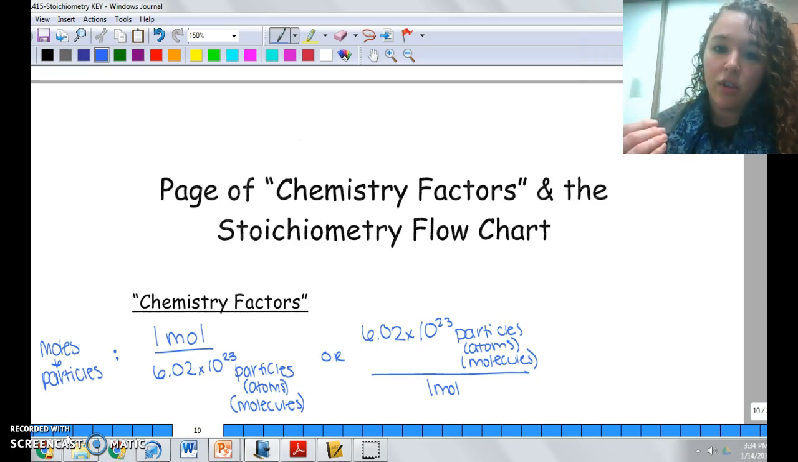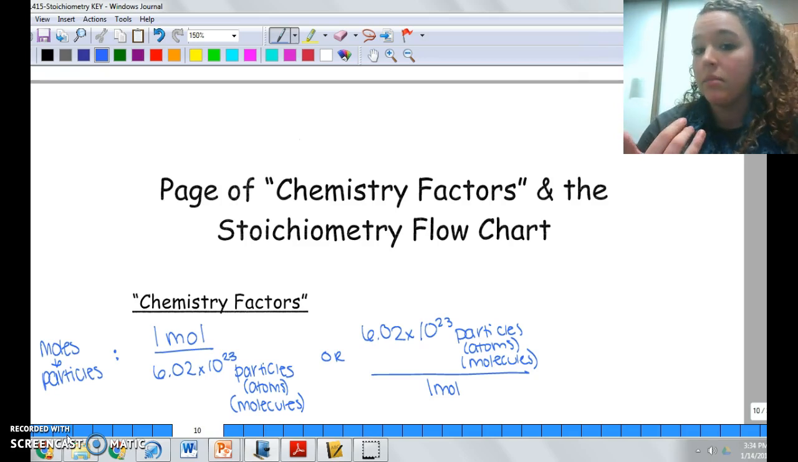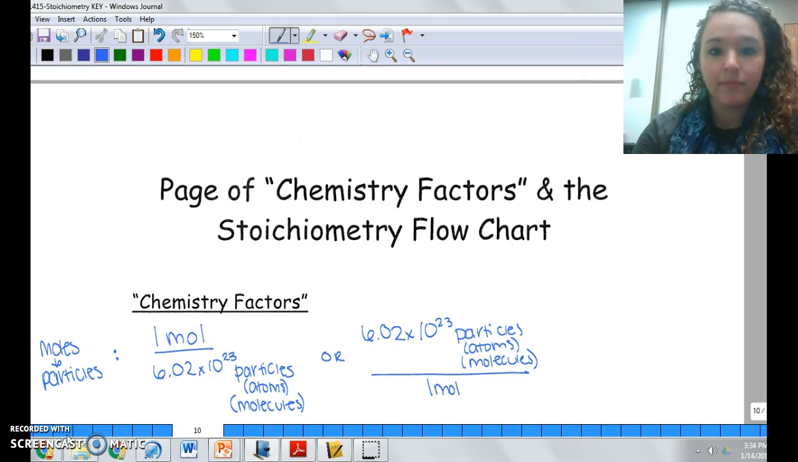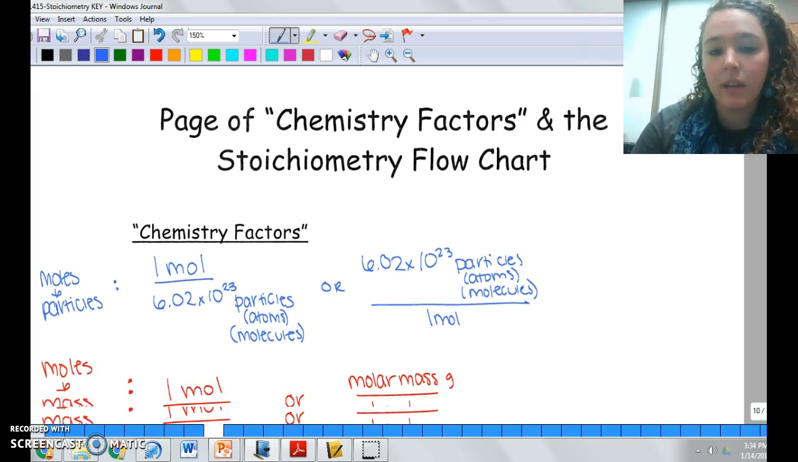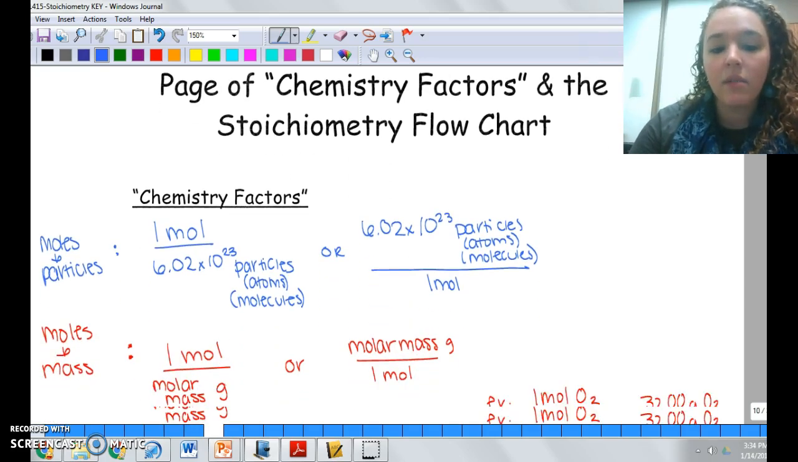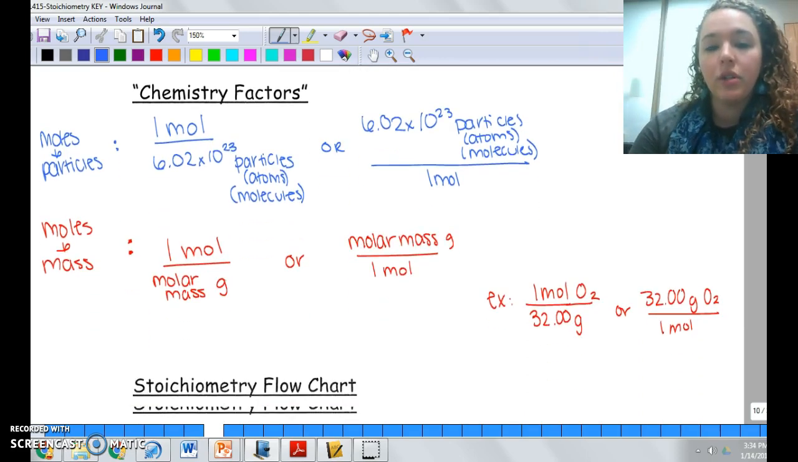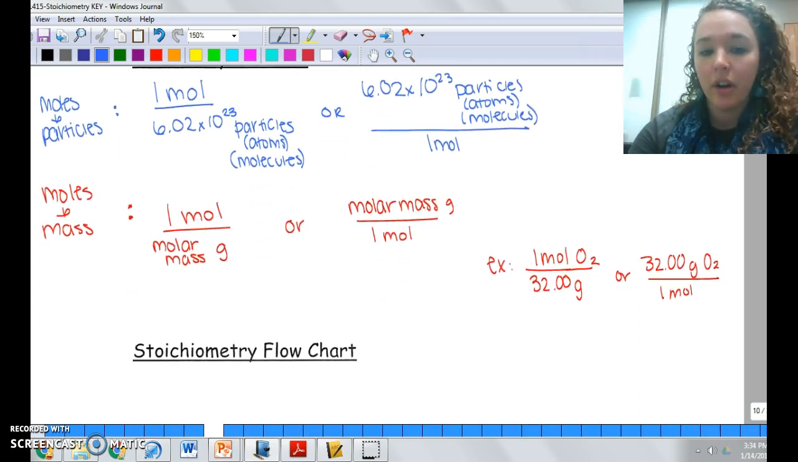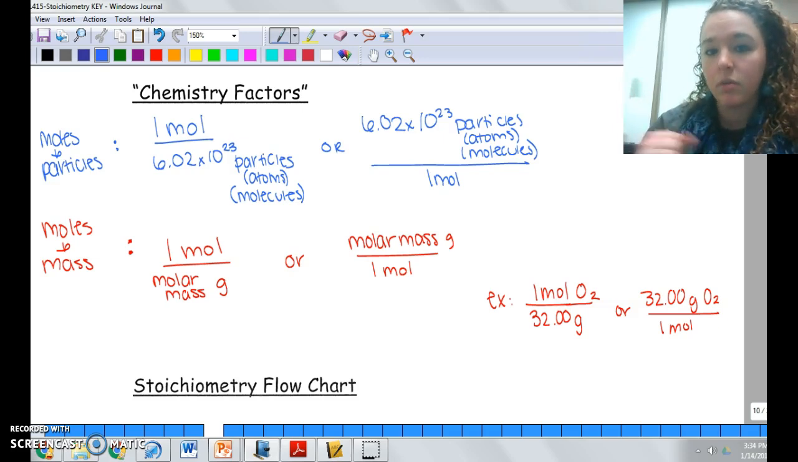So the other thing that you should make note of is that if you're talking about particles, you could be talking about atoms, you can be talking about molecules, anything that's a smaller part. Okay? Then we have another way to talk about chemistry factors, another way to relate moles to something, and that's going to be moles related to mass. So whenever you're trying to relate moles and mass to each other, you have 2 options for conversions, and they're just the inverse of each other, the same way that moles and particles were.